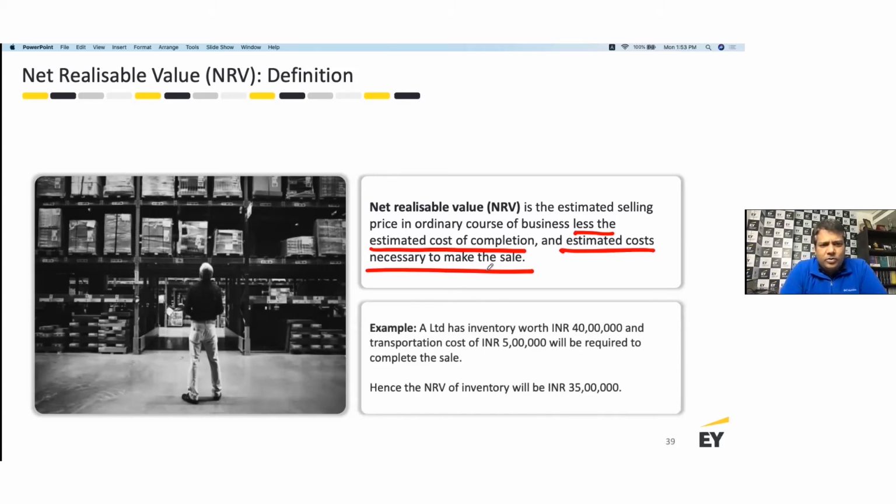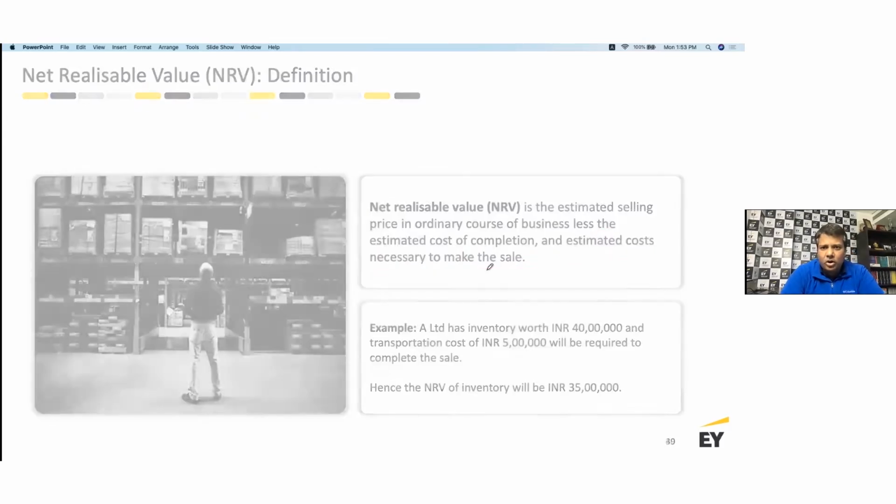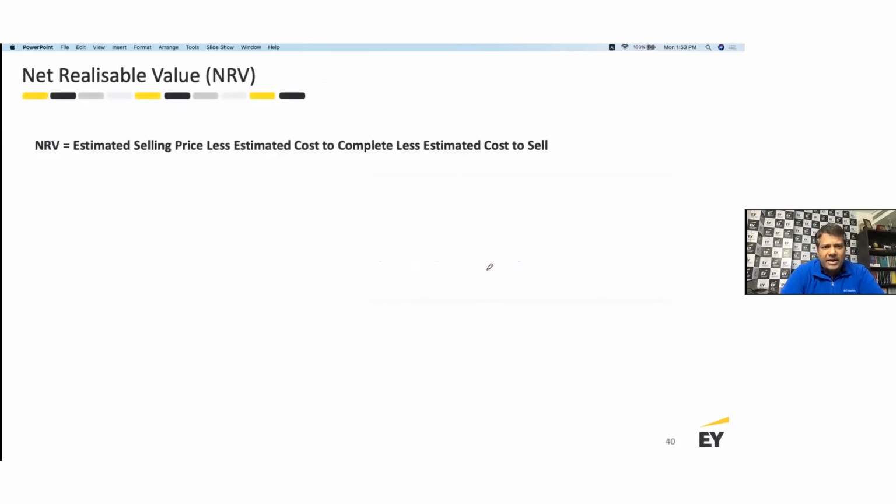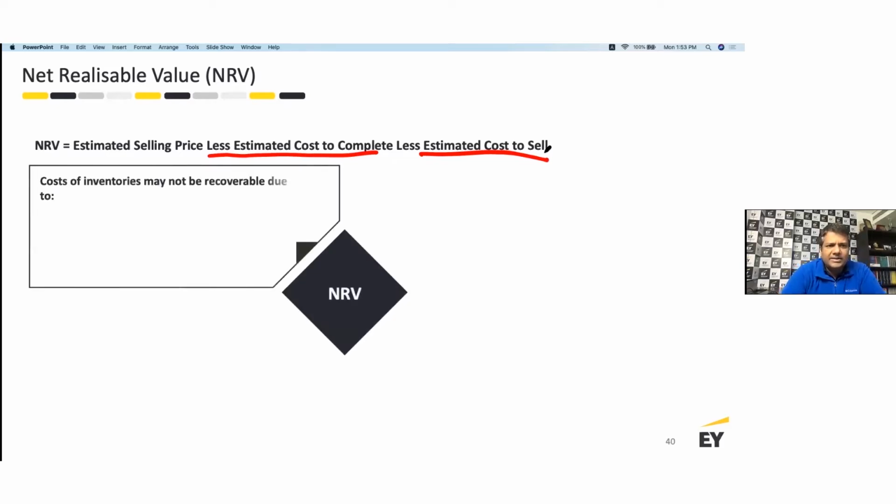Now, an example of that could be A Limited has inventory worth INR 40 lakhs, and transportation cost of INR 5 lakh will be required to complete the sale. That means my NRV is actually 35 lakhs, not 40 lakhs. 40 lakhs minus 5 lakh transportation cost. Now, we will try and do this again in greater detail. So NRV equals estimated selling price less estimated cost to complete, less estimated cost to sell. Again, try and understand this.